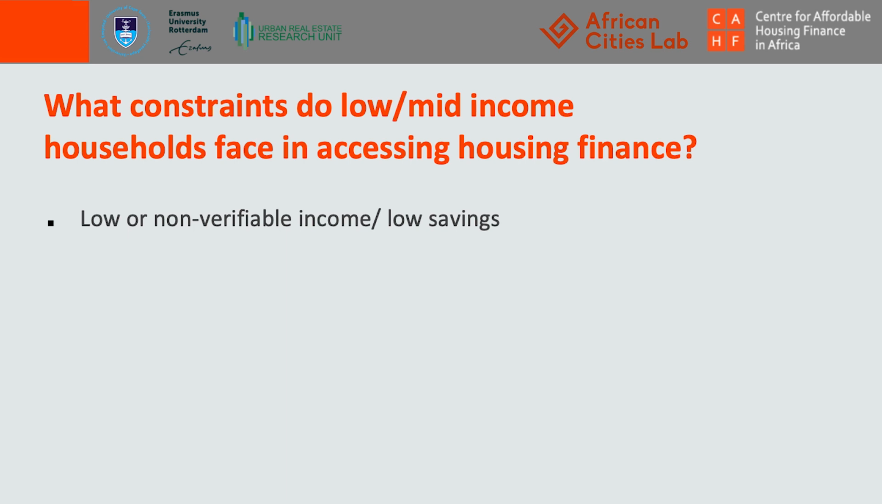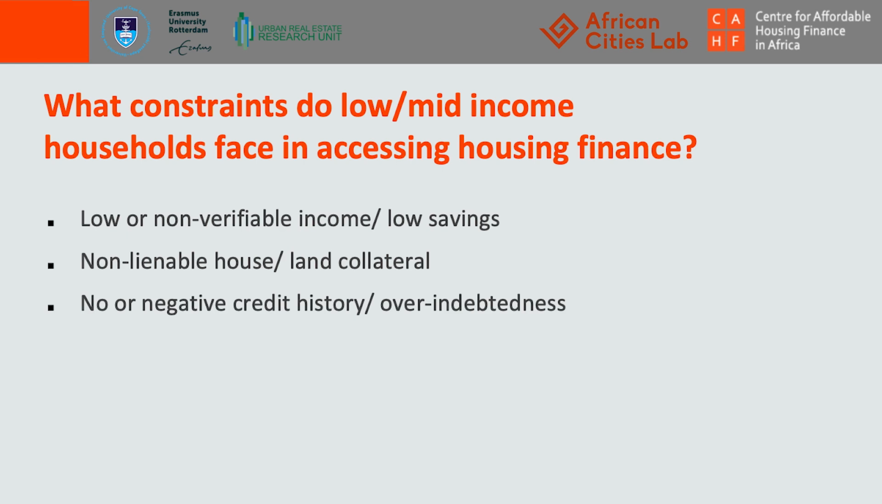Second, there are constraints related to the property very often. The property may not be registered. Lenders cannot put a lien, therefore, on the property, which is needed for a mortgage. Or the property may be in a very thin market with very few transactions, and lenders will therefore be afraid that they cannot sell the house quickly in case there is a delinquency. This is a particular concern when the property is located in underserviced areas.